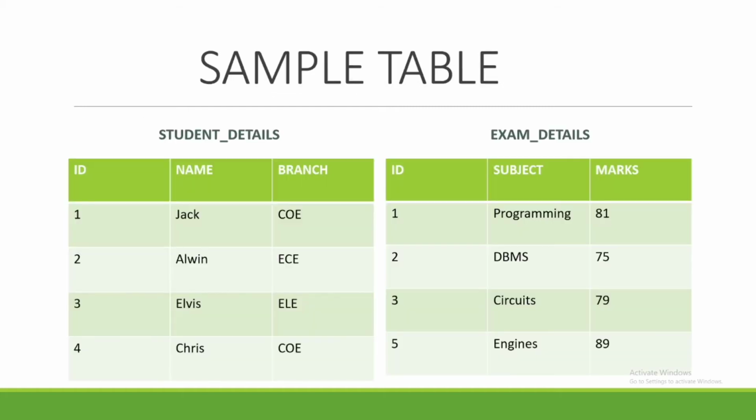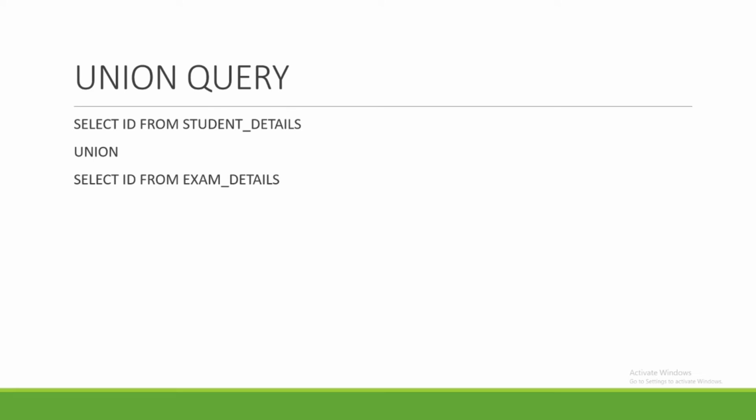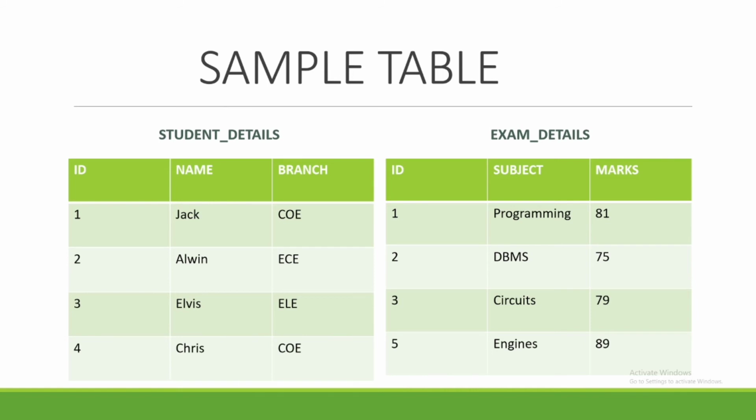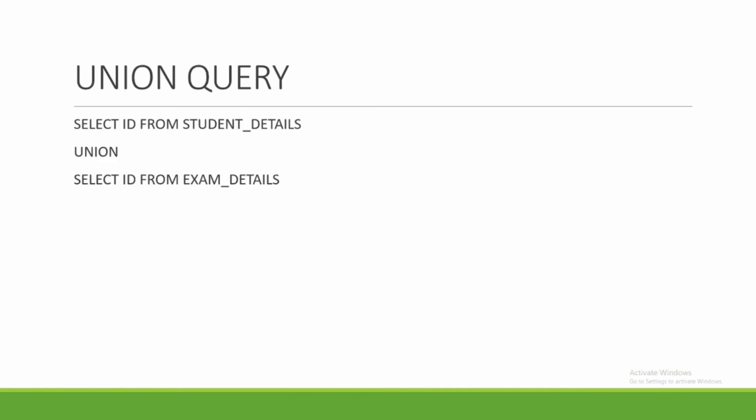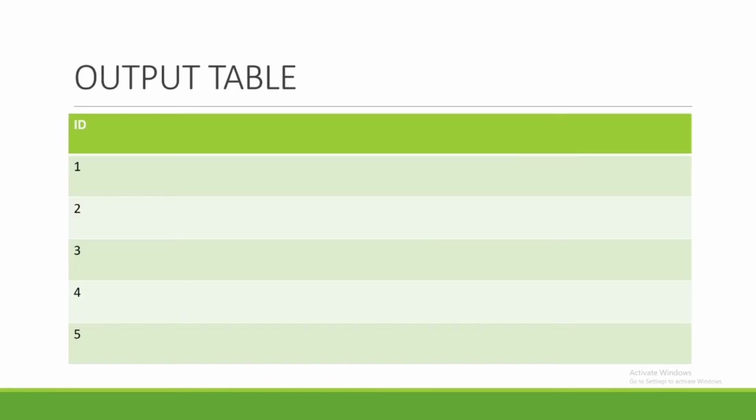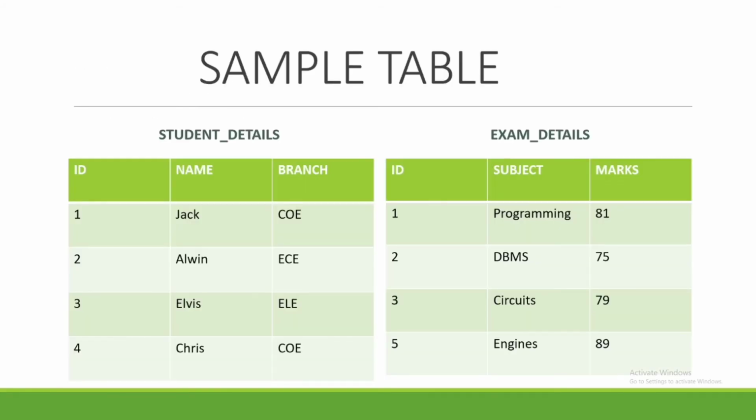Now, if I talk about this sample table, I will just show you how union works on this table. This is a small query that I have written, which is the same as the one you might have seen in the previous example. So select ID from student table. From the student details table, we are picking the first column, that is the ID column, and I'm unioning it with select ID from exam details. So from the second table, I'm applying the union clause on IDs of both of these tables.